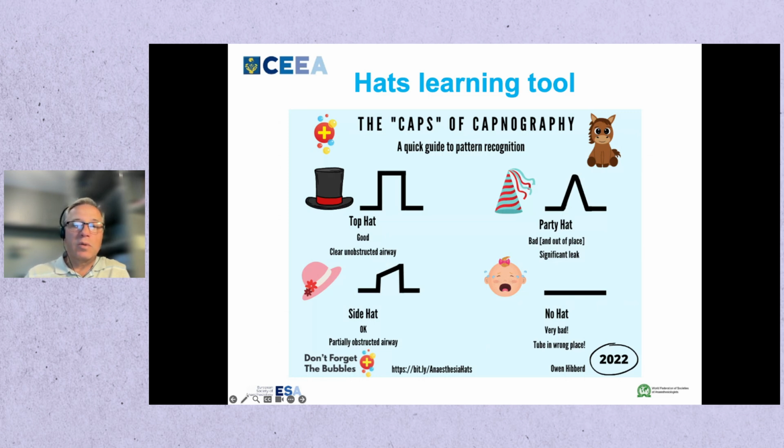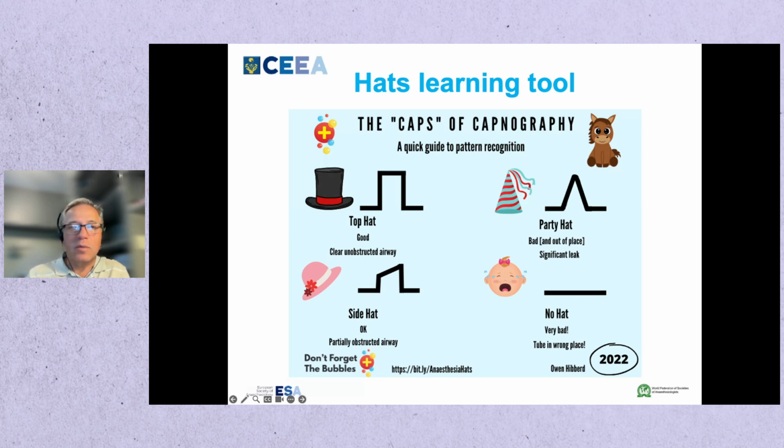This is the learning tool I wanted to draw your attention to. It's called HATS. If you see a top hat type capnograph, this is a good, clear, unobstructed airway. If you see something called a side hat or ascot hat, like ladies wear in Ascot for royal horse races, it is a partially obstructed airway. If it's a party hat, it's bad because there is a significant leak. And no hat, very bad. Your tube is in the wrong place.